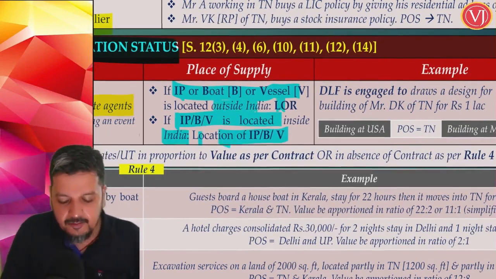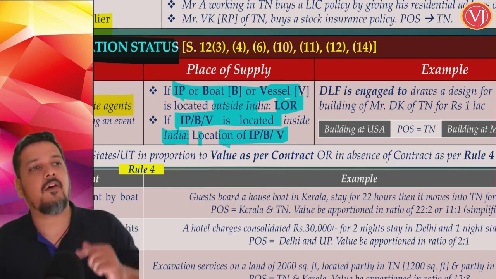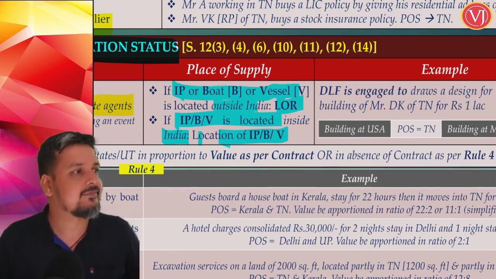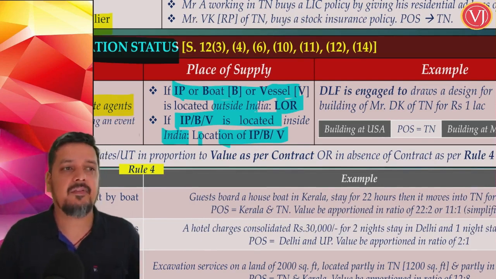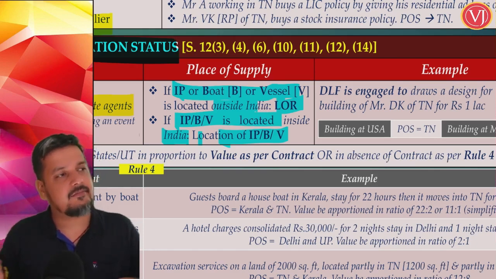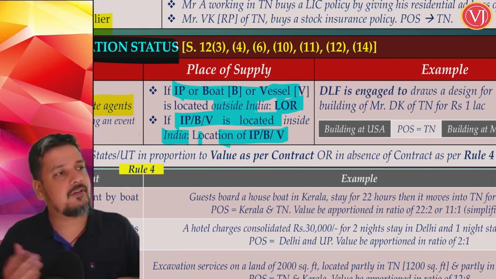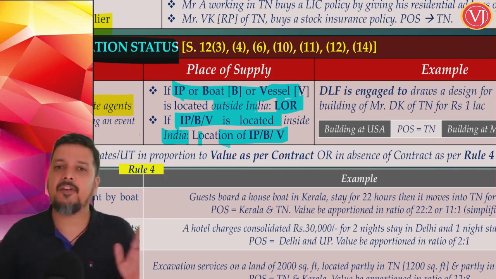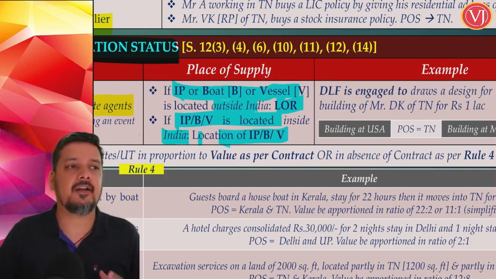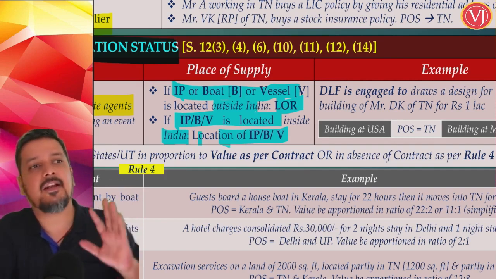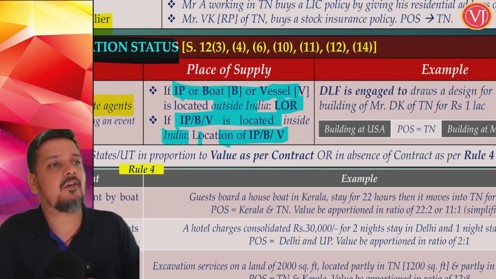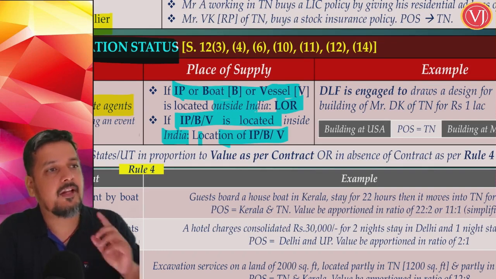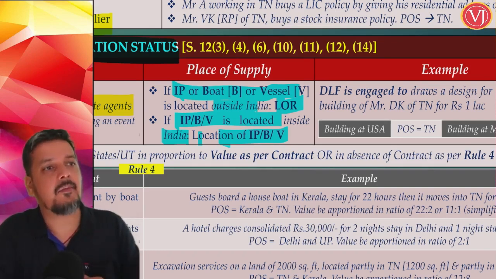If it is outside India, it is very similar to what we have already discussed for events. If the immovable property, boat or vessel is in India, it is location of that immovable property. If it is outside India, it is location of recipient. I'll give a very simple example. I am an interior decorator for Taj Hotel to be constructed in Delhi. What is the place of supply? Whether the immovable property is there in India? Yes.